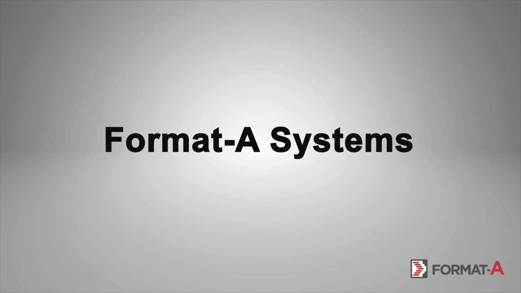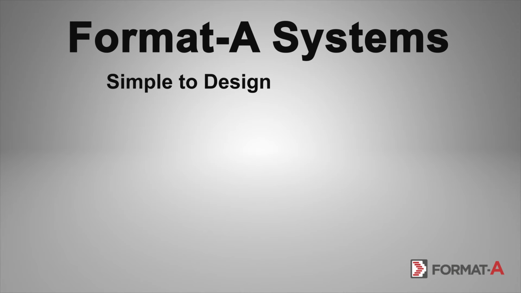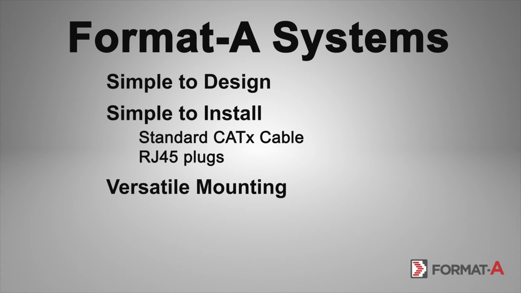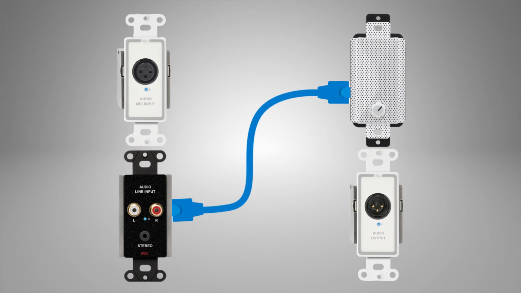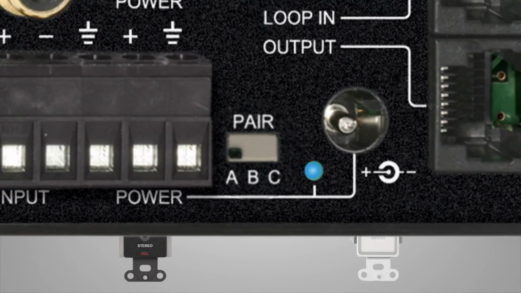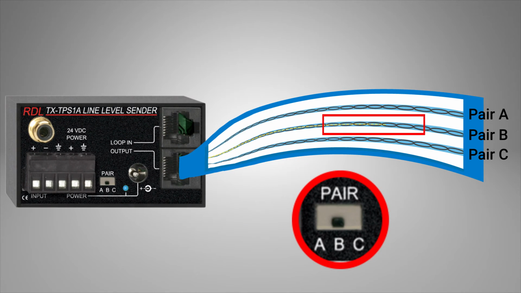New users that expect Format A to be complicated are surprised to discover that Format A systems are truly simple to design and to install. Wiring uses standard CATx twisted pair cable. Connections use RJ45 plugs. Sender and receiver modules are available to mount in walls, on flat surfaces, and in equipment racks. Select the Endpoint module that provides the type of audio connection needed at a location and connect it. A switch set during installation routes audio to or from cable pair A, cable pair B, or cable pair C.